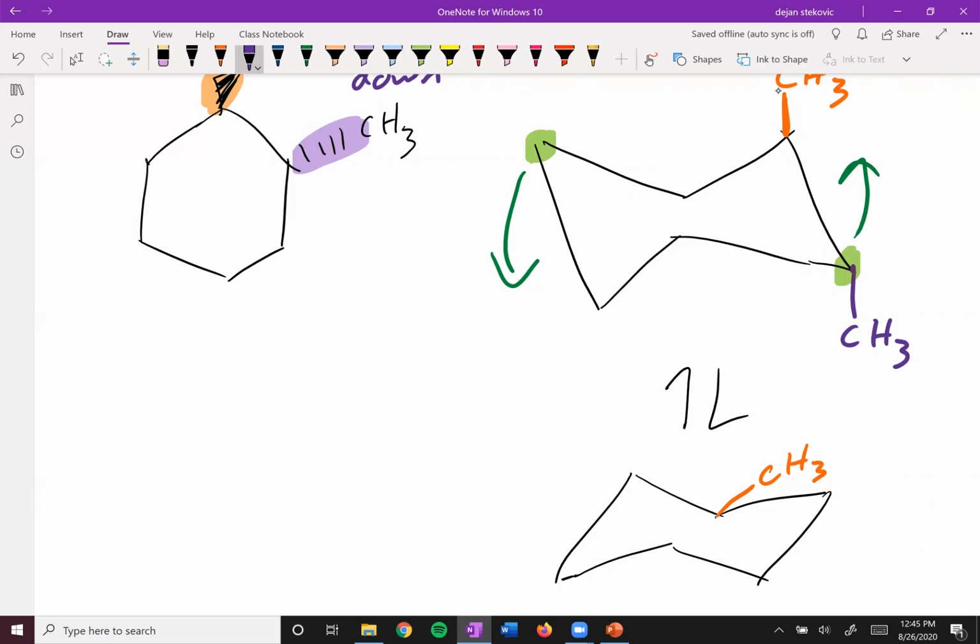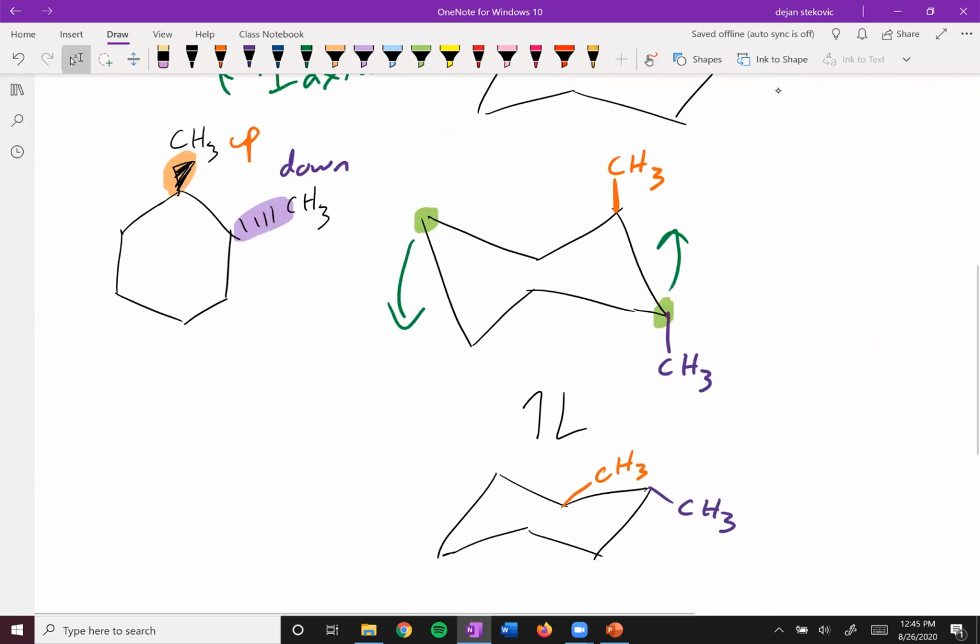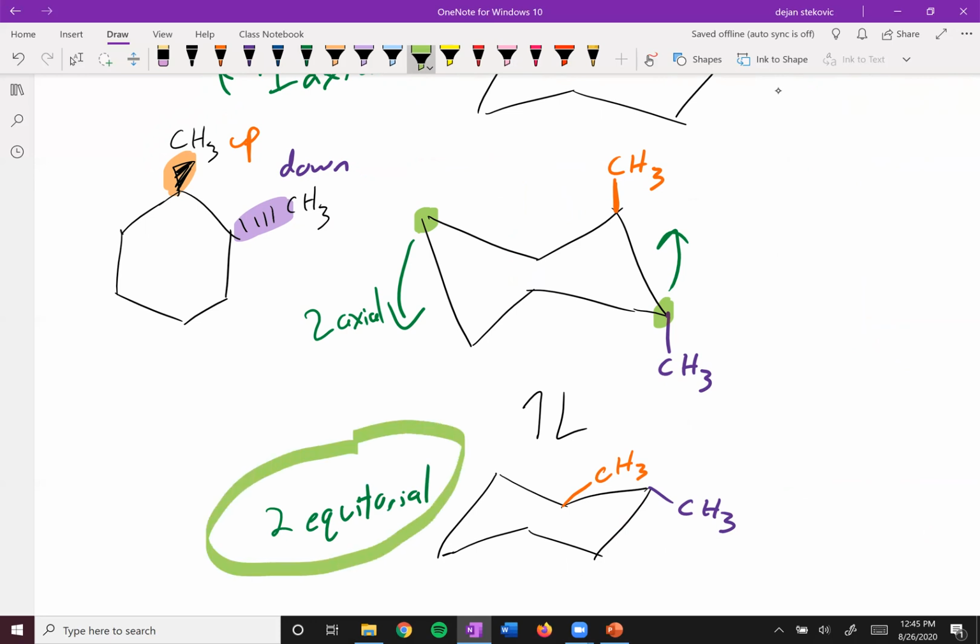Draw that in purple. And so we can see these two are conformationally different. In the top image, we have two axial. In the bottom image, both of our methyl groups are equatorial. And so this bottom one is going to be favored due to less steric strain.